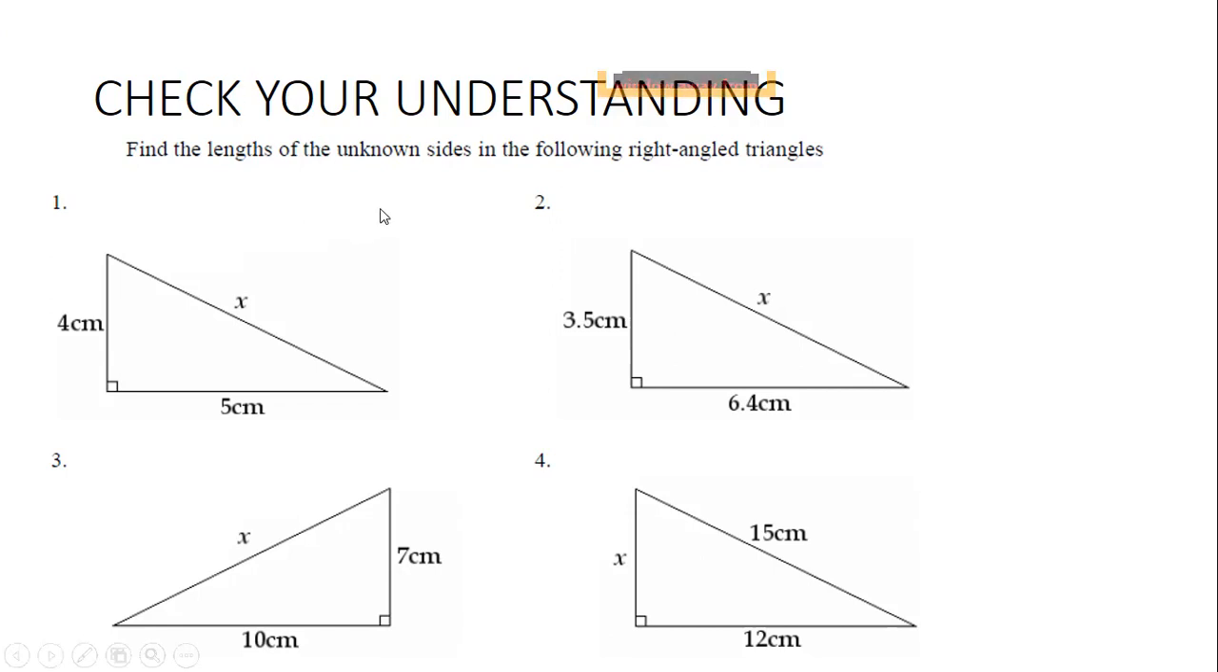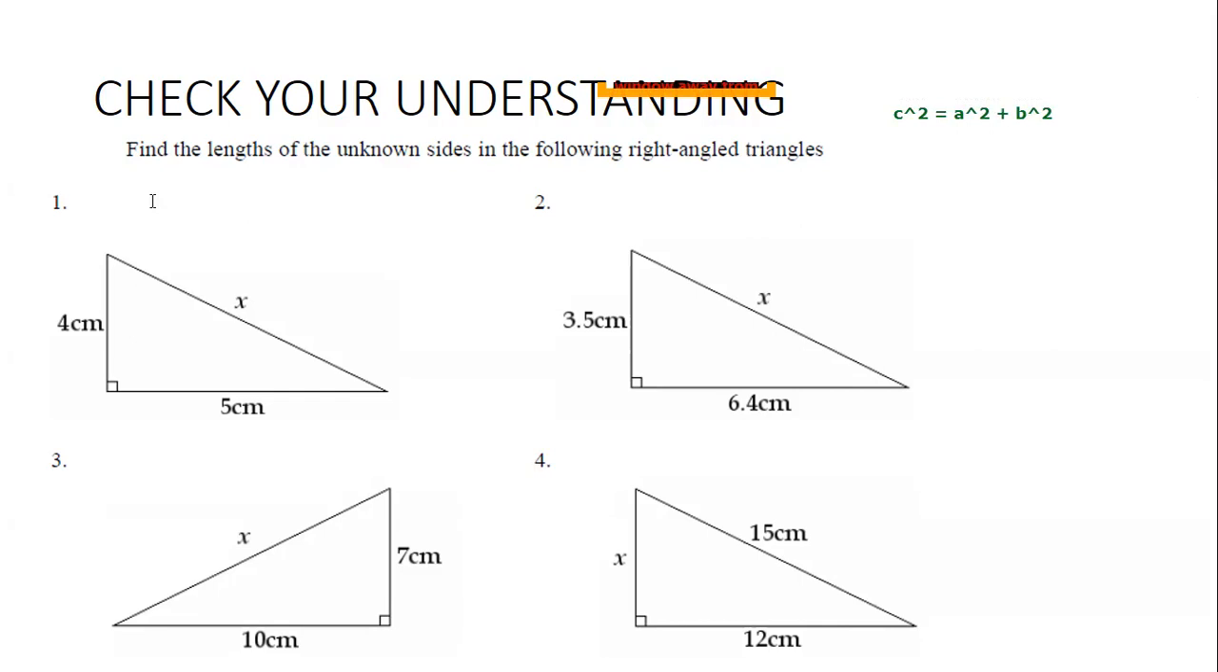Okay, let's answer the following problems. Okay, we have number one. The formula: I'm going to put the formula here. c squared is equal to a squared plus b squared.